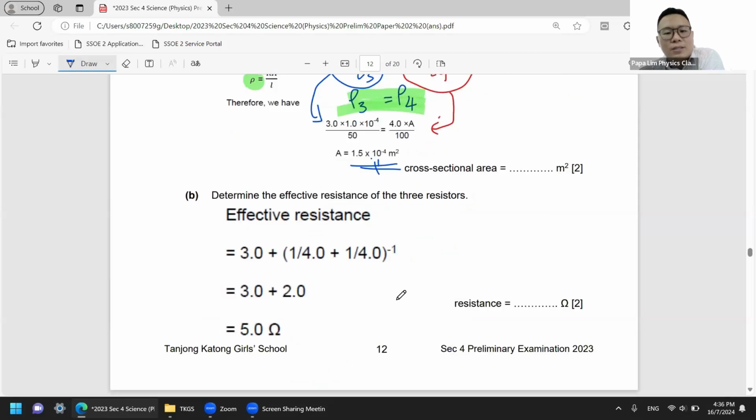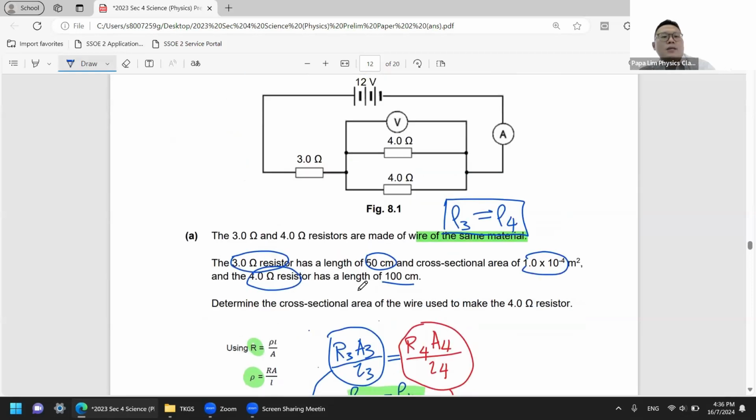Next will be the resistors, effective resistance of the three resistors. You should know that the 4 ohm resistors are actually in parallel first. These 4 ohm resistors are 100% parallel to each other. They are not ambiguous, they are neither series nor parallel. So I'm 100% sure they are in parallel. So I will sum them immediately using the formula for parallel.